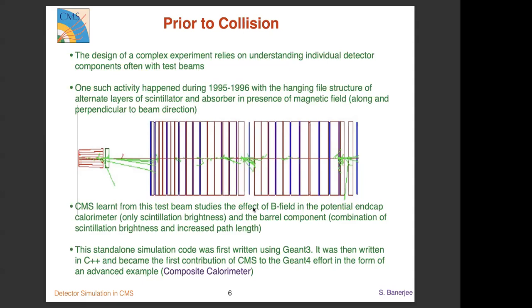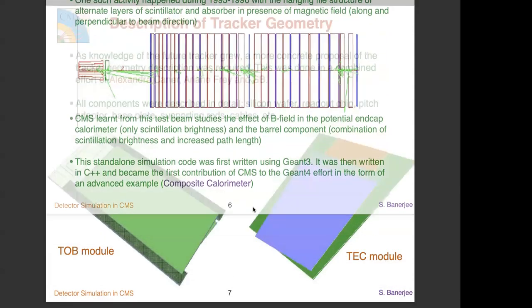The standalone simulation code was the first written in Geant3, obviously, because it was written in 95-96, but then it was rewritten in C++ and became the first contribution of the CMS collaboration to the Geant4 effort in the form of an advanced example. This advanced example is for a composite calorimeter, and many users in high energy physics have benefited from uses of the composite calorimeter for their detector studies.